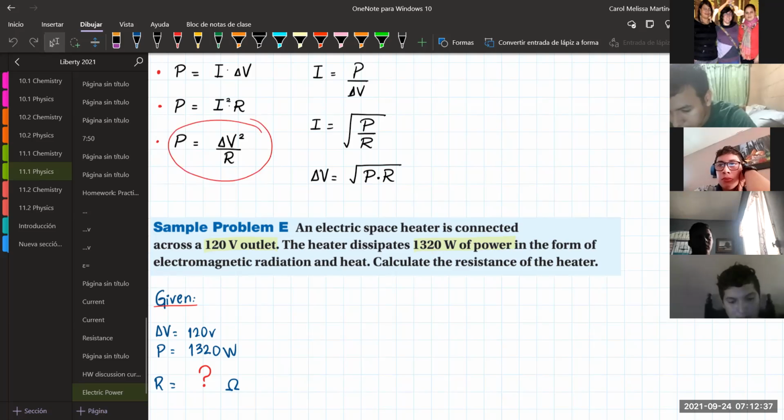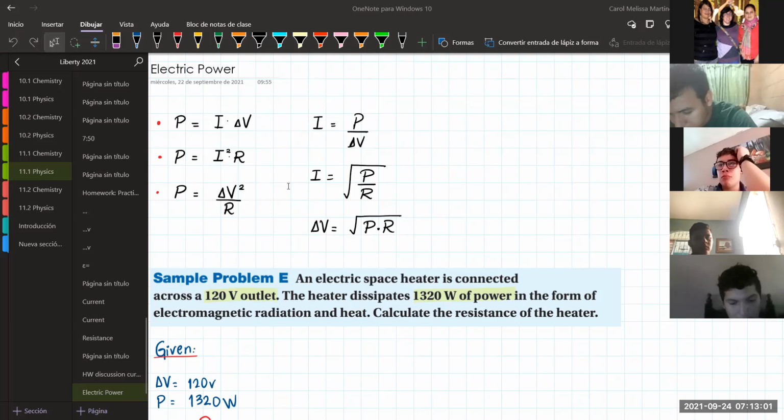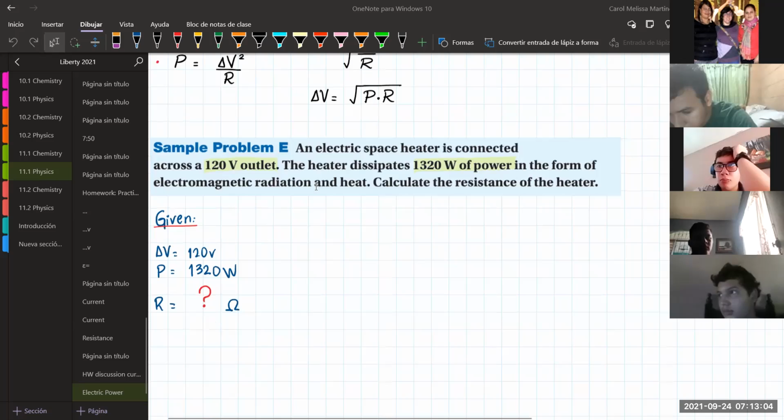If you apply this formula, you can do it directly, the isolation and just plugging in the givens. It doesn't matter which one you use, okay? It really doesn't. So you can do it. I'm gonna do it with the two ways, okay? And the first way, that is, I'm going to write the equation.